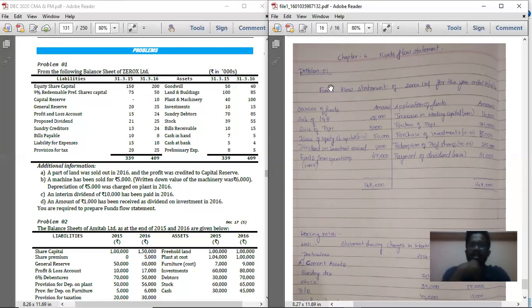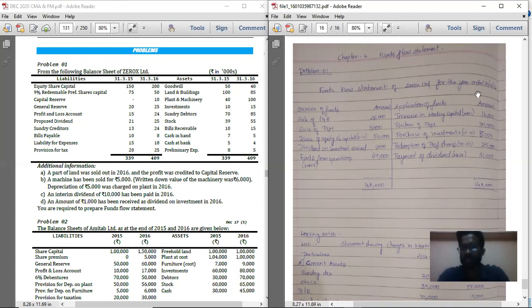See this, actually divide the page into 2 parts. On the left hand side, sources of funds and amount. Right hand side, application of funds and amount. Sources of funds is nothing but where your cash or your funds are coming in. And application of funds is nothing but where your funds are going out, like where you are using your funds. So that is called source of funds and application of funds.